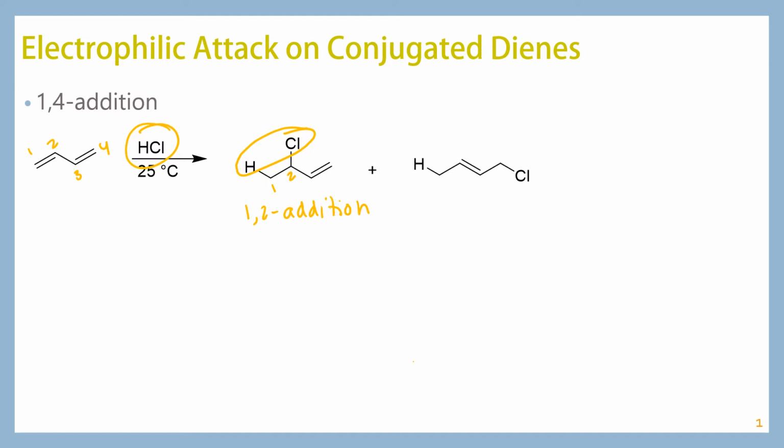The other product came from what's called a 1,4 addition. Notice that the two pieces of the molecule that were added ended up 4 carbons away. So this is a 1,4 addition. Now the breakdown of these products: the 1,2 addition is going to be 78% of the products, and the 1,4 addition is going to be 22%. Before we talk about how to favor one over the other, let's look at how this actually happened.